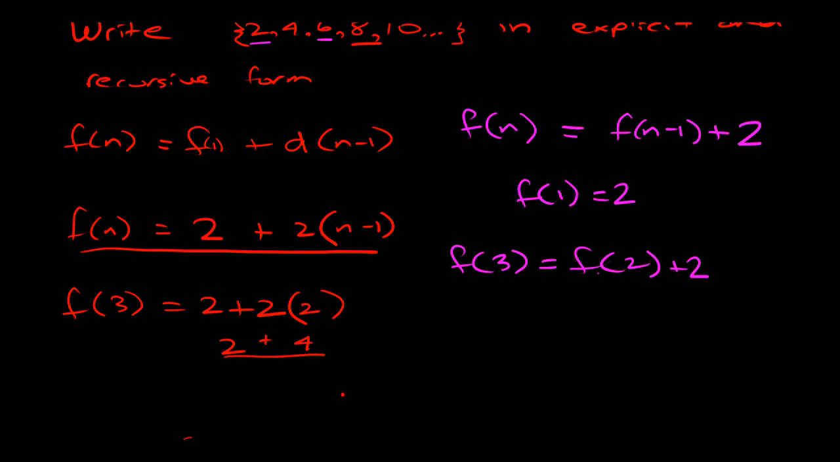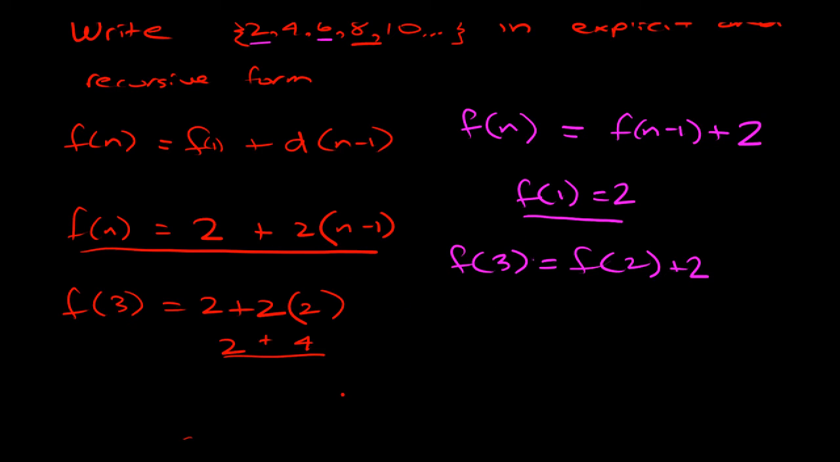Now this is why the recursive rule might be a bit inconvenient. To find f of 3, you're going to have to know f of 1 and f of 2. But thankfully we know f of 1 because it's going to be given. But say you wanted to find the 100th term, then you'll have to find all the previous terms before that, and that's going to take quite a long time.